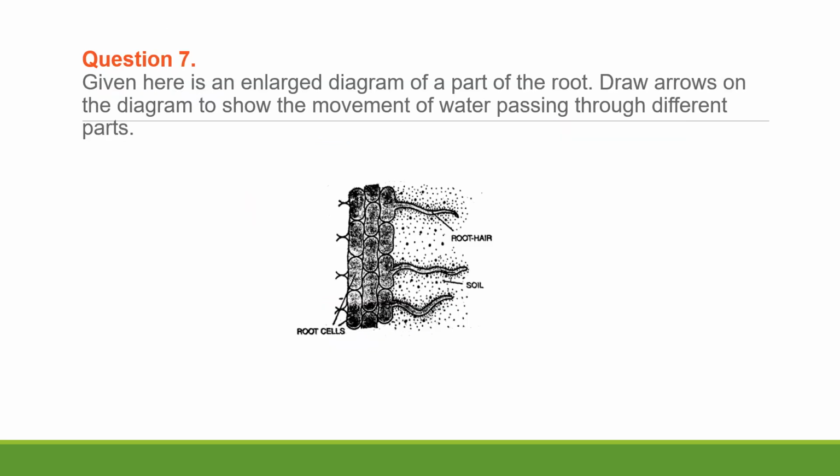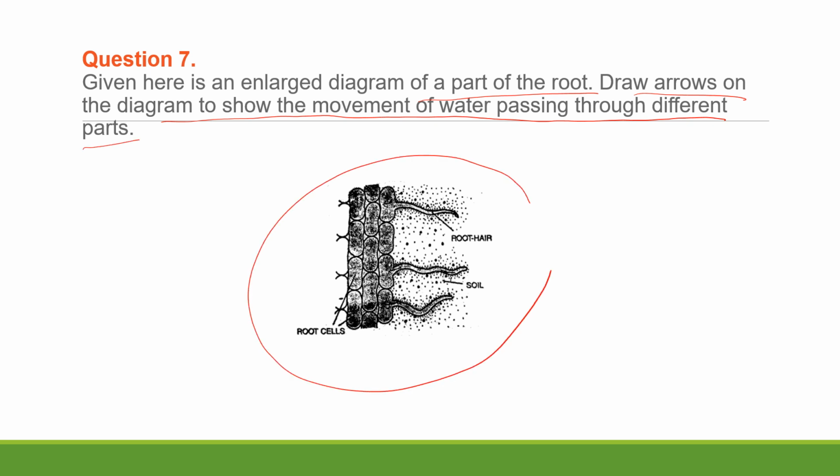So here comes the next question. Given here is an enlarged diagram of a part of a root. Draw arrows on the diagram to show the movement of water passing through the different parts. So this is the diagram. These are the root cells. This is the soil. This is the root hair.